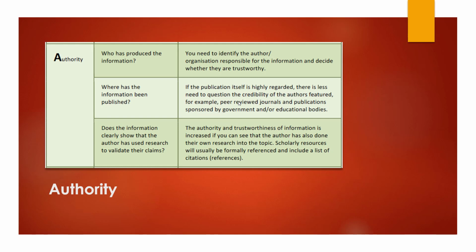For example, peer-reviewed journals and publications sponsored by government or educational bodies. Does the information show the author has used research to validate their claims? To do this, the authority and trustworthiness of information is increased if you can see that the author has also done their own research into the topic. Scholarly resources will usually be formally referenced and include a list of citations or references.